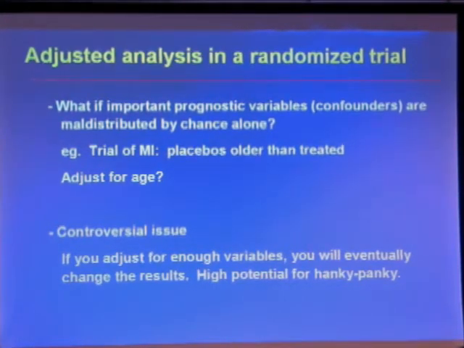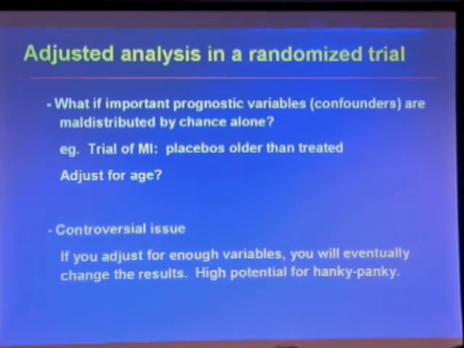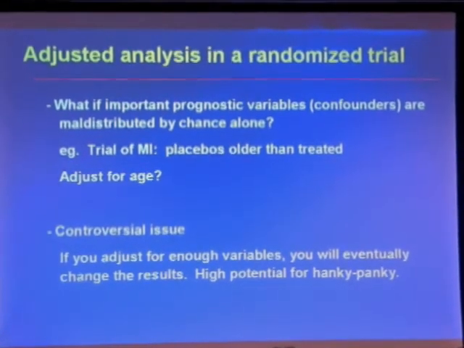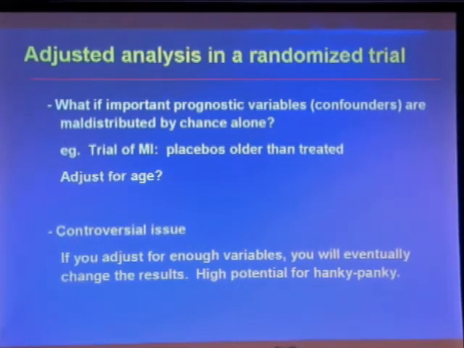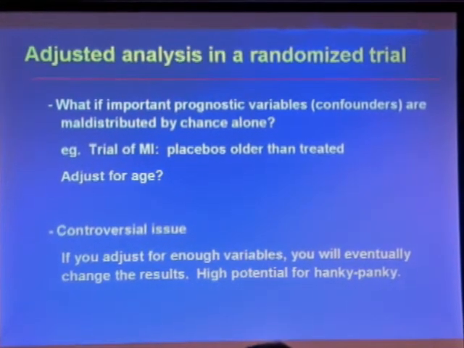So you might say, well, rather than just doing an analysis of intention to treat, which we just talked about, I'll do an analysis where I adjust for age, because the age is different. Can you do that? Strangely enough, this is a somewhat controversial issue. People have shown that if you have a null trial, if you just go in and start adjusting for enough variables, you can eventually change the results. So there's a high potential for what people in the technical term call hanky-panky in a trial. You can really manipulate the results of your trial just by going in and trying to adjust for this, adjust for that, adjust for these two things.